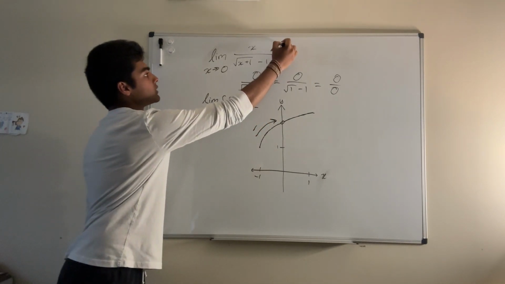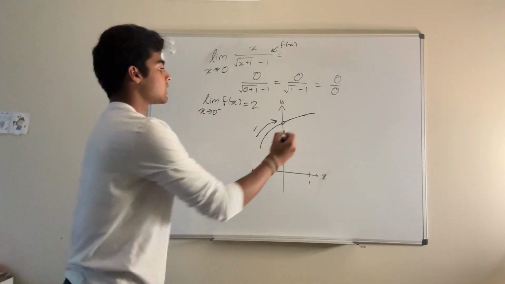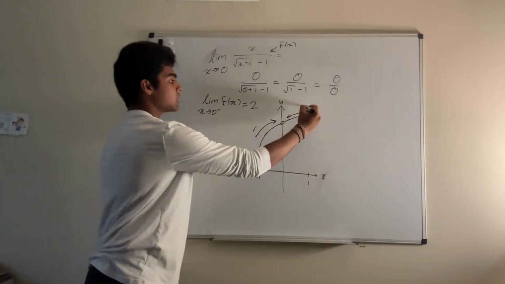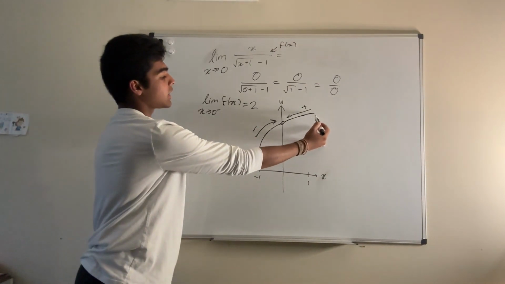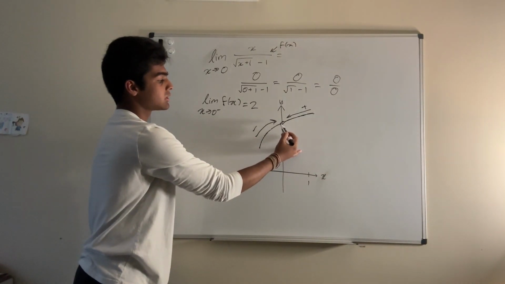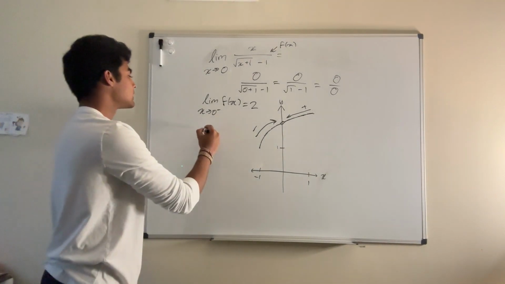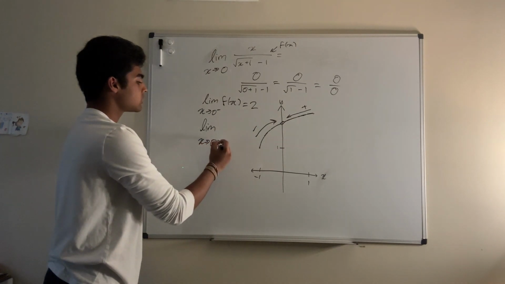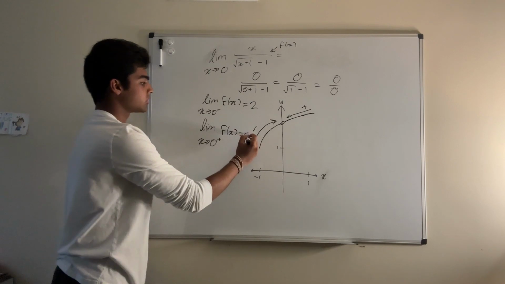And that's if this is f of x. And same thing from the right: if we get closer and closer to 0 from the right, or from the positive side, we can also see that the graph seems to be approaching this y value of 2. So we can also safely assume that the limit as x approaches 0 from the positive side of f of x equals 2.